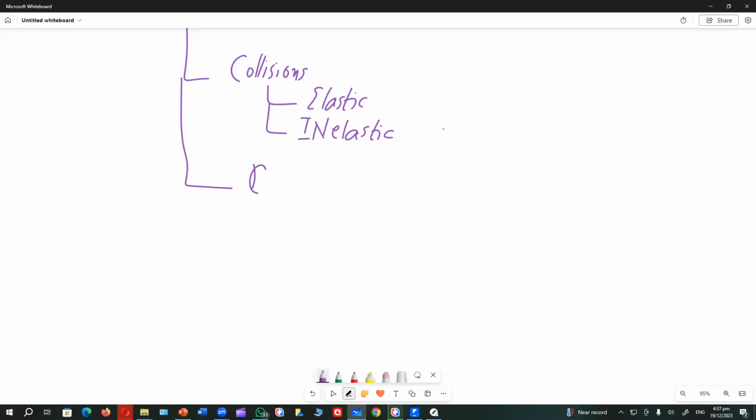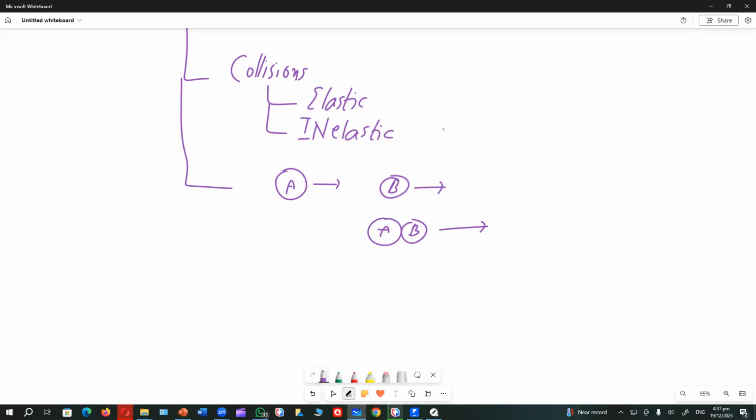Then we have the concept of coalescence. What is coalescence? Two objects are going like this and they collide and they merge. They stick together and they are going together. This is called coalescence. So coalescence is actually a concept of moving together.